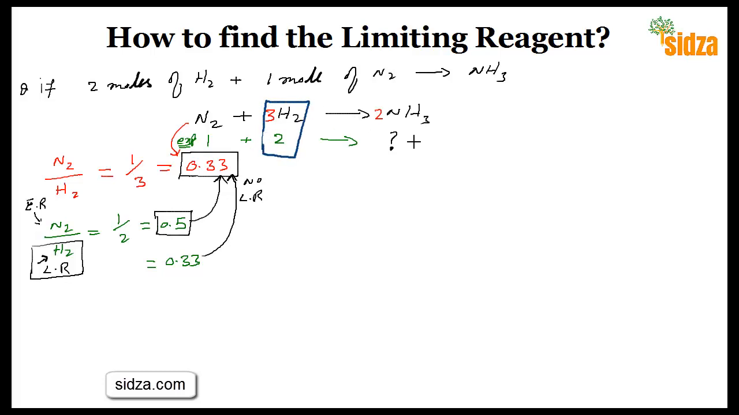Hydrogen is the limiting reagent. Now the second question is, we need to find the amount of a product. So this is our limiting reagent. To find the amount of a product, you need to relate the limiting reagent with the product, right? So you need to relate these two things. Let's suppose I take the hydrogen out. Hydrogen I will relate with what? With the product ammonia, NH3.